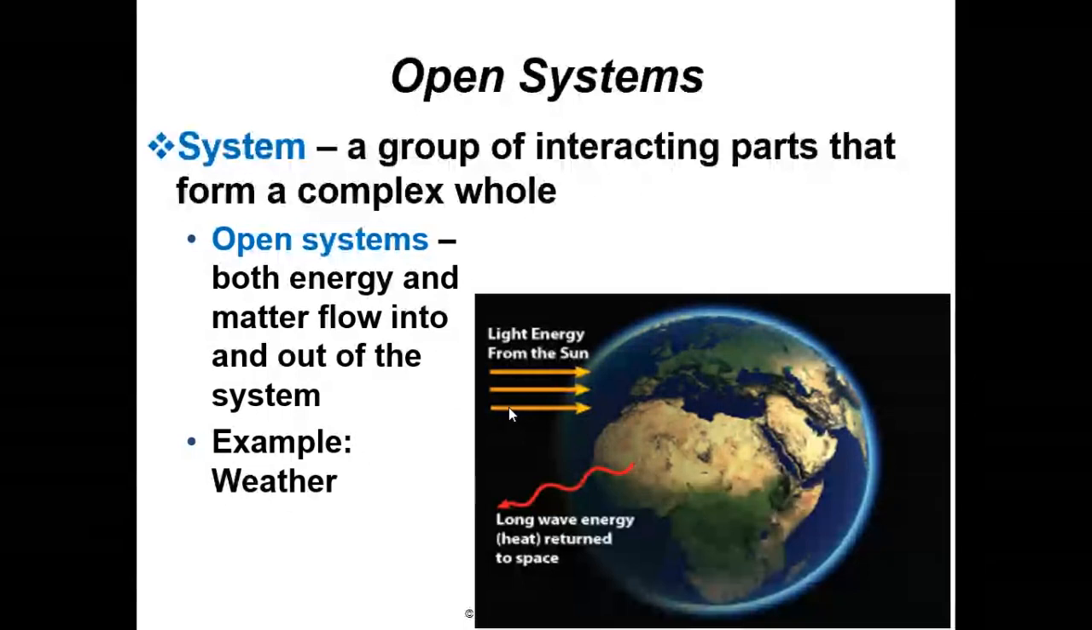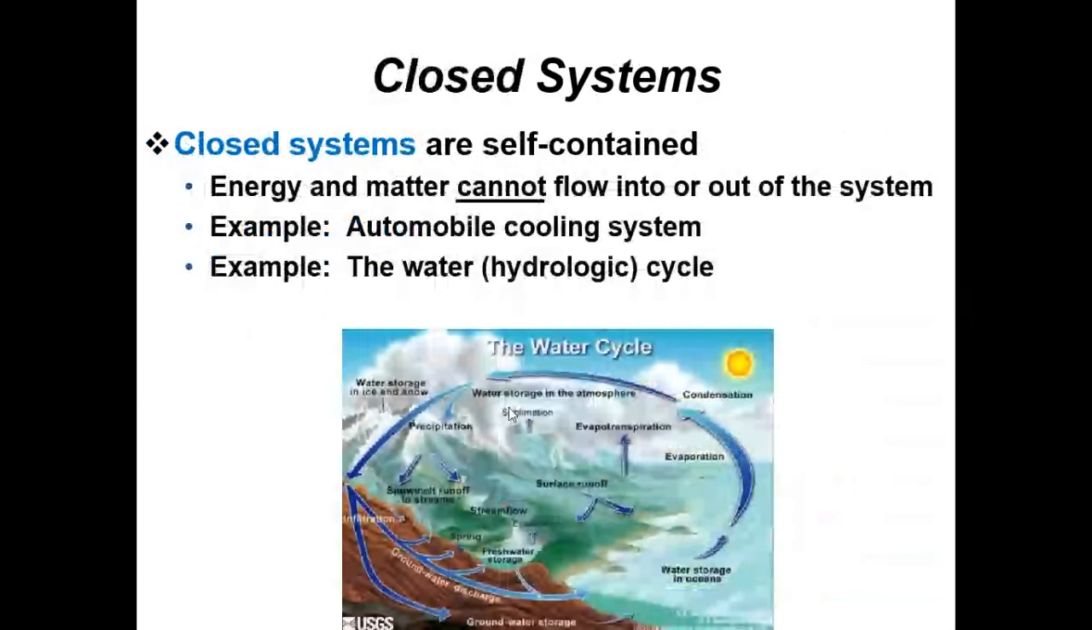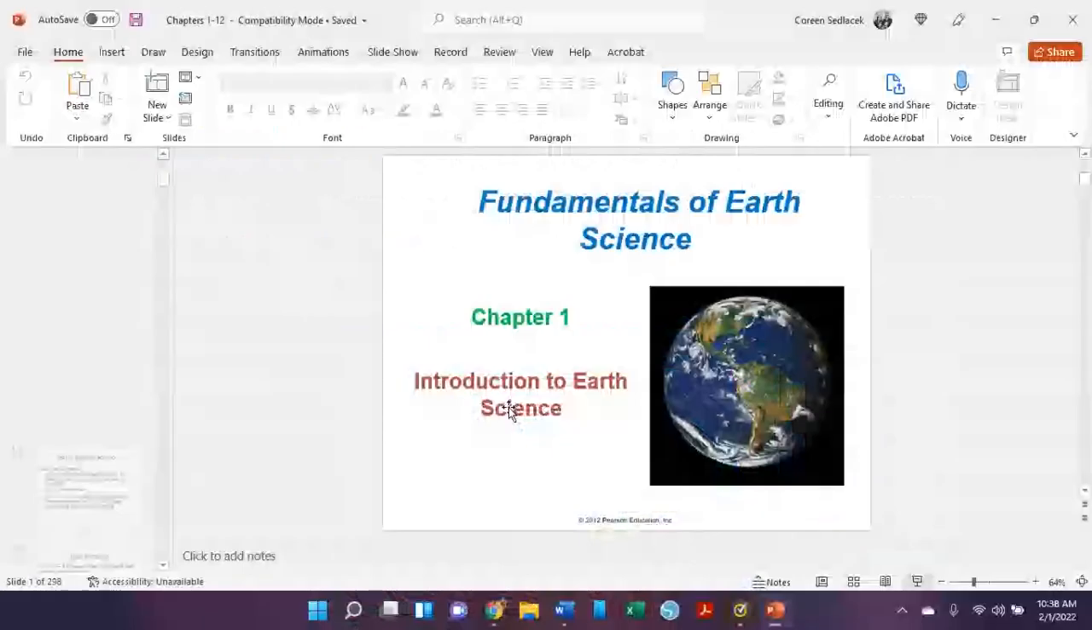We know that with weather you can have changes in temperature, changes in moisture content, and energy moving here and there. So in this system, energy and matter are moving around. There are no boundaries except for Earth's atmosphere, the top of the atmosphere. Closed systems are different because they're self-contained. That means energy and matter cannot flow into or out of the system.